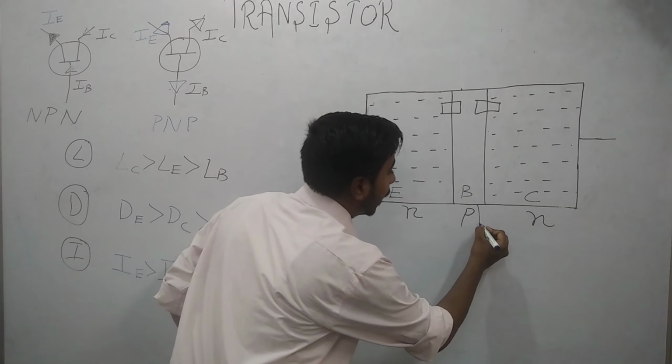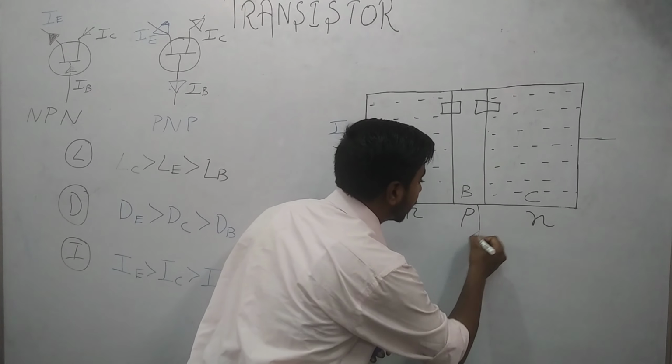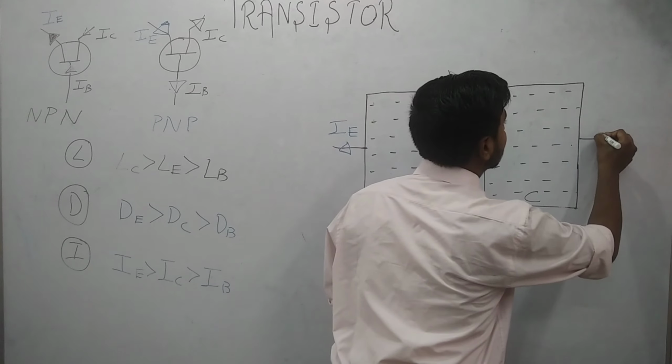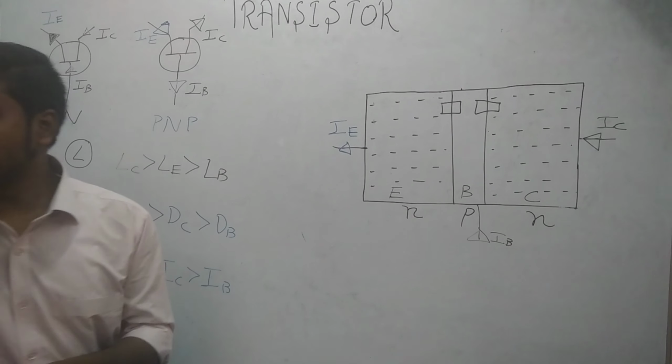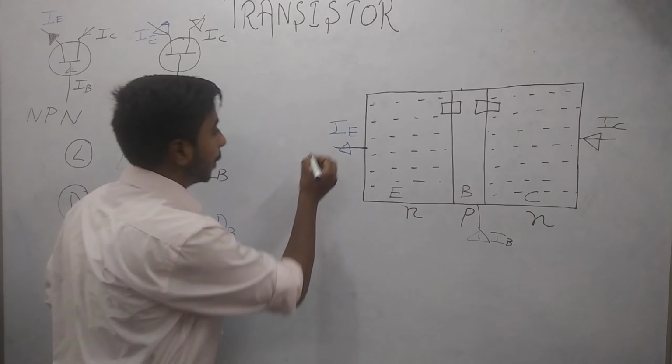So you will say that from both the other ends current will go inward. So this is IB and this is IC. Simple. So now we will just add potential difference to them.